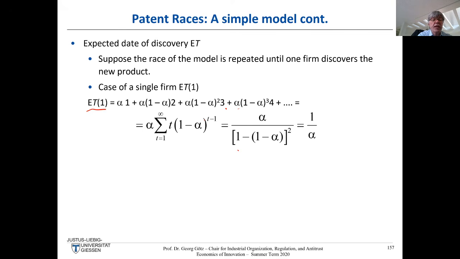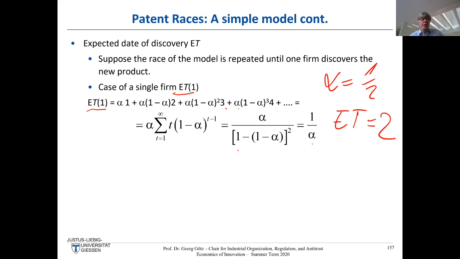The expected date of discovery, if you have a single firm investing in R&D, which has a probability of success alpha, is 1 over alpha. So if the probability of success is 1/2, suppose alpha is 1/2, what does this mean? The expected date of discovery is 1 over 1 over alpha, which is 2.